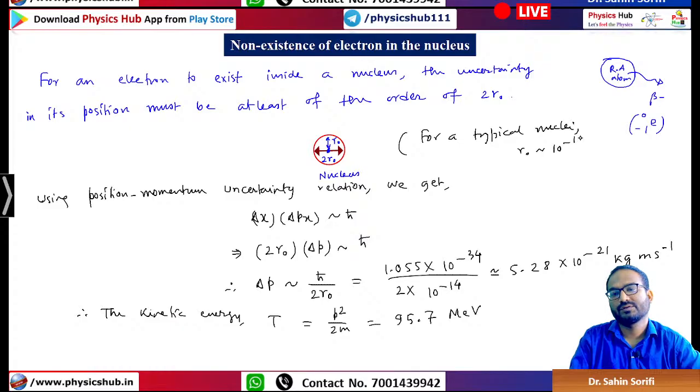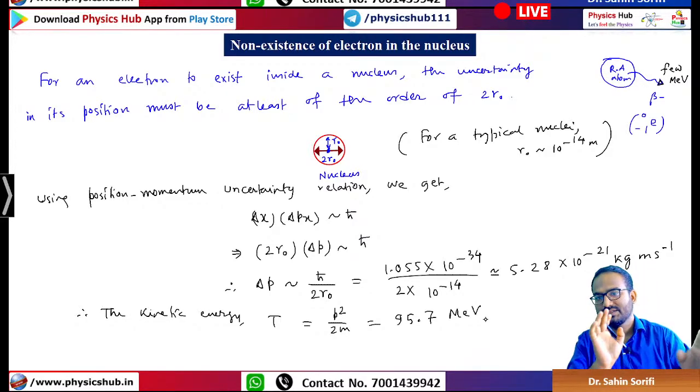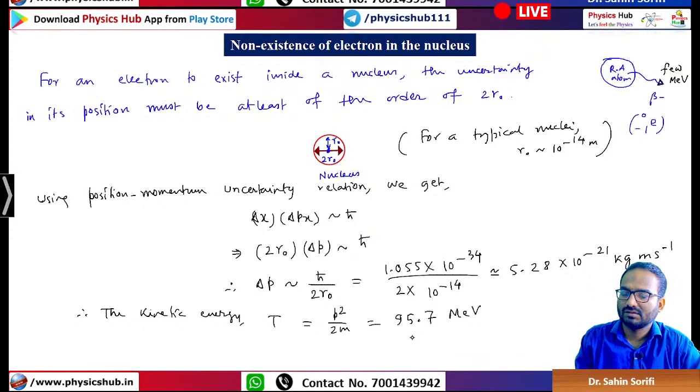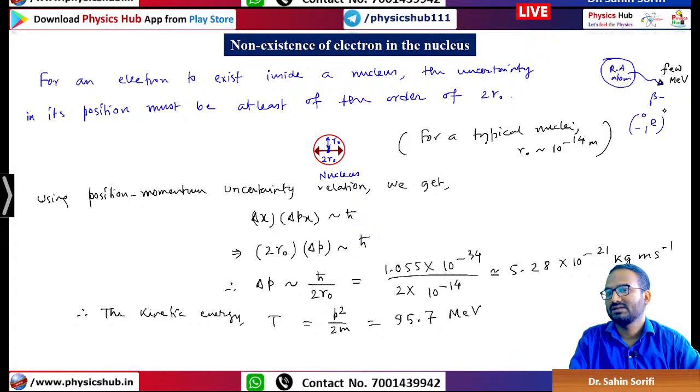Here we have used, for a typical nucleus, R naught of the order of 10 to the power minus 14 meter. Now you see, if an electron has to exist inside the nucleus, it will have a kinetic energy of 95.7 MeV. But the beta particle which you see is only emitted with a few MeV, which contradicts. In the actual scenario, the beta particle or electron has a kinetic energy of maybe 1 or 2 mega electron volt. So there is a wide difference, which explains that the electron cannot reside inside the nucleus.